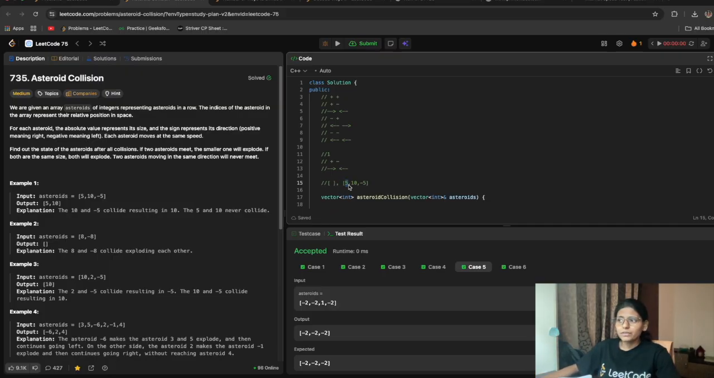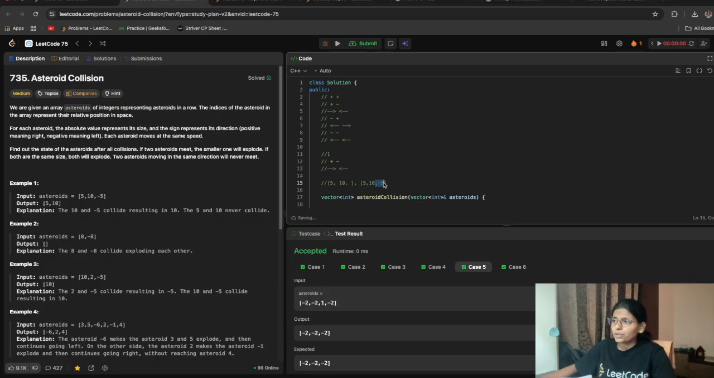So the first asteroid will come, 5. The stack was empty, and I'll push it here. Then we have 10, as 5 is also in the right direction, and this is not satisfying this condition. This condition should be satisfied. Now we have 10. So 5 is going in the right direction, 10 is going in the right direction. How did we find it? Because both have the plus sign.